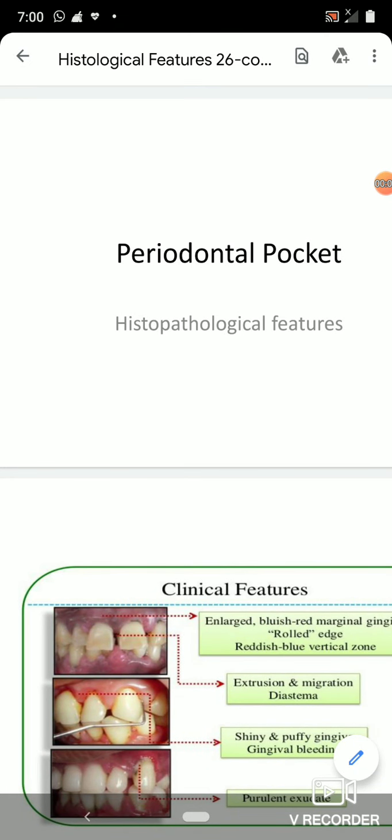Good morning, everyone. Today's topic for presentation is periodontal pocket and its histopathological features.